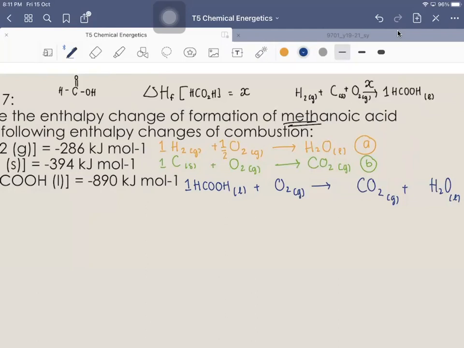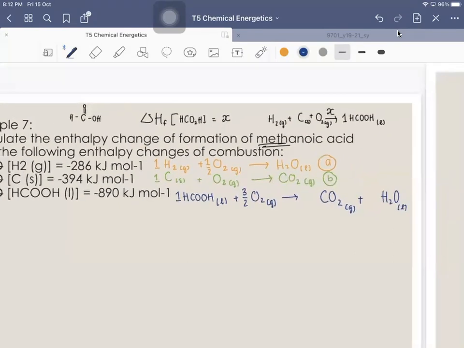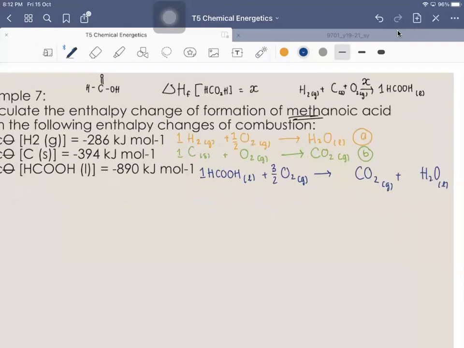Okay, the next thing to do is you have to balance. And I believe that your hydrogen is balanced, your carbon is balanced. So you've got 1 carbon, you've got 2 hydrogens, and you've also got 2 hydrogens. The next thing to do is to balance your oxygen. I've got 3 oxygens on the product side. That means 3/2 oxygen gas is needed. And this is labeled as equation C.